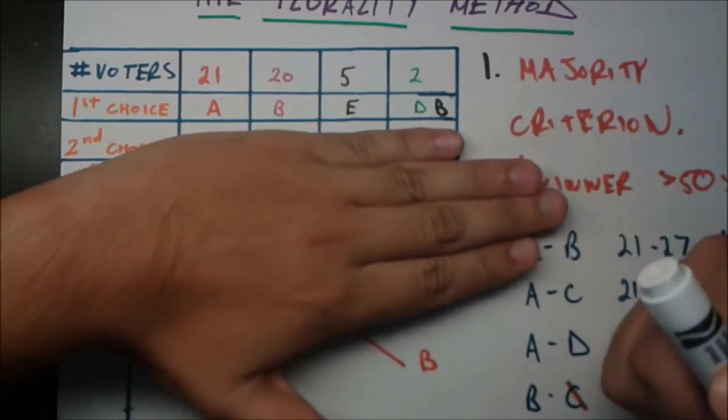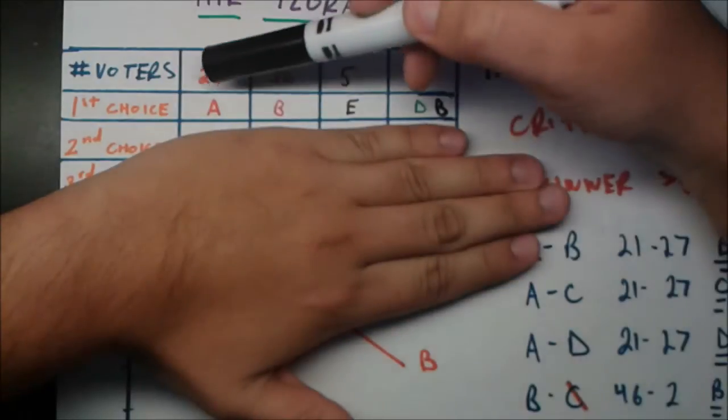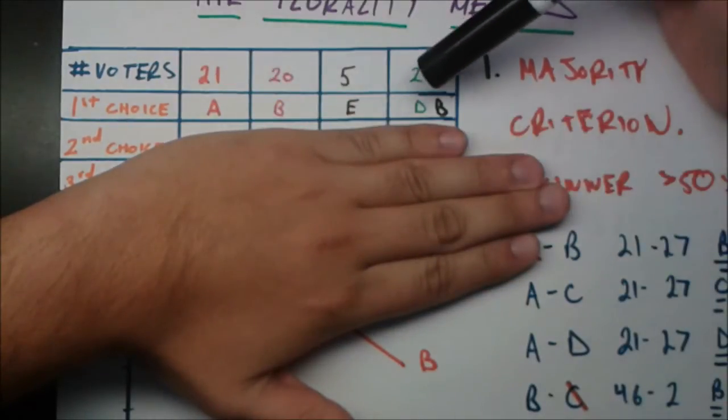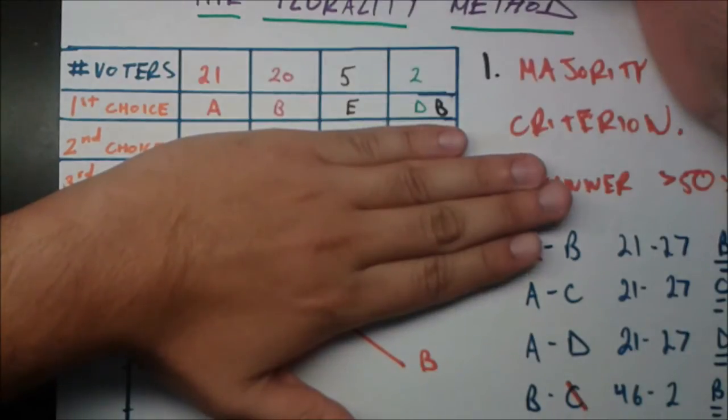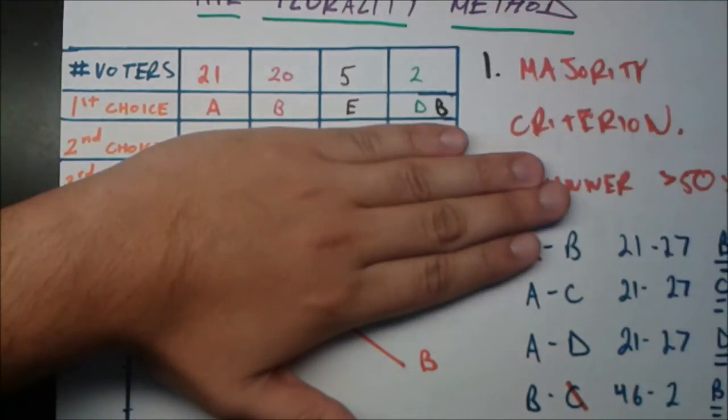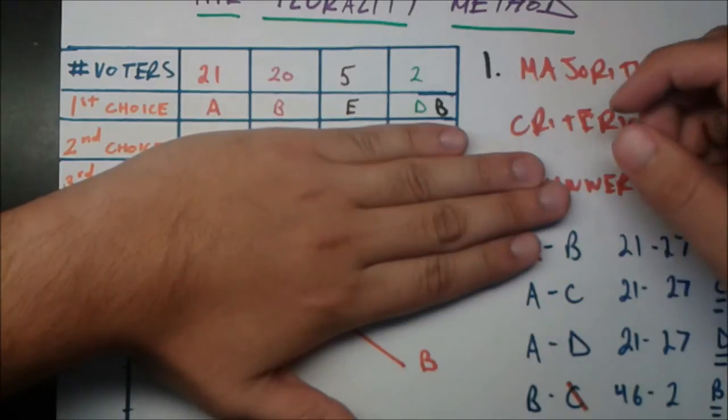Now, using the plurality method, who wins? We have 21 people voting for A. How many people are voting for B in their first choice? We have 22 people voting for B. And that means under the plurality method, who's the winner now? It's going to be B with 22 over 21 votes, so he won by 1 vote.